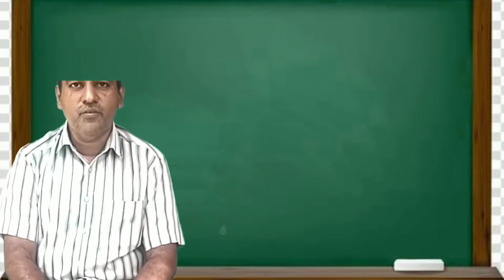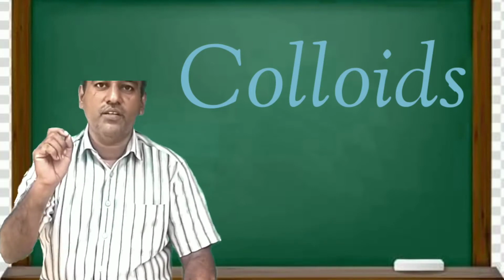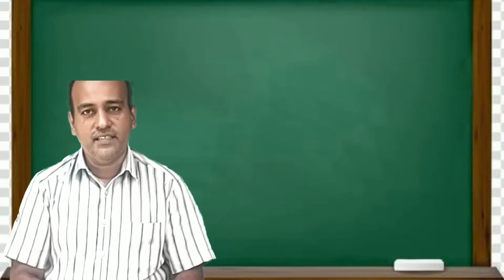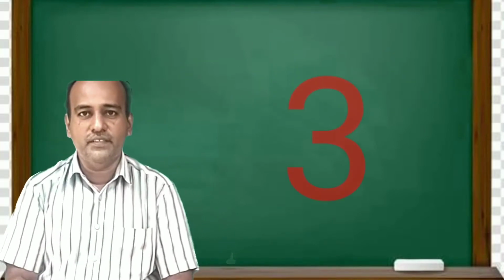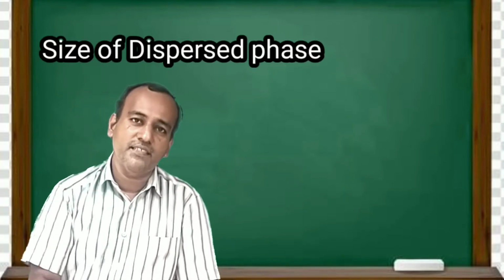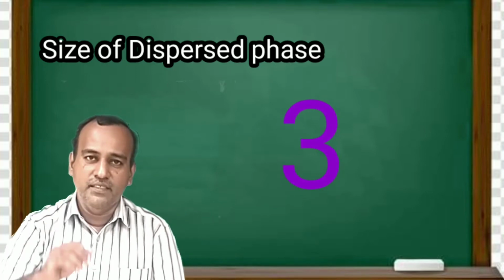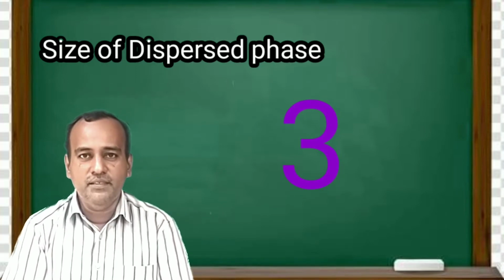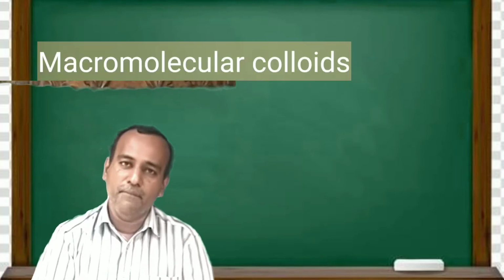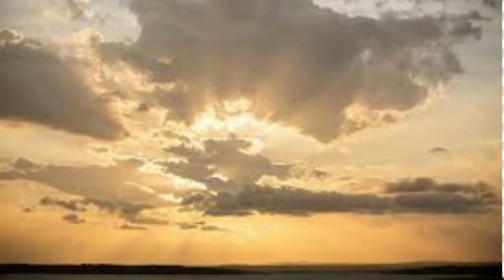We studied about colloids. We studied about the classification of colloids. Colloids are classified in three different manners. Based on particle size, colloids are classified into three: multi-molecular colloids, macromolecular colloids, and associated colloids.